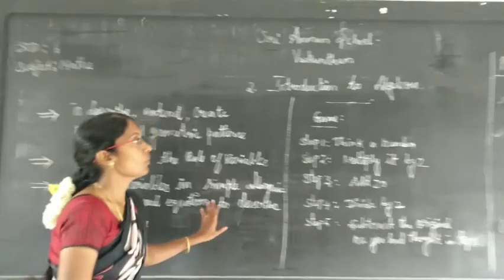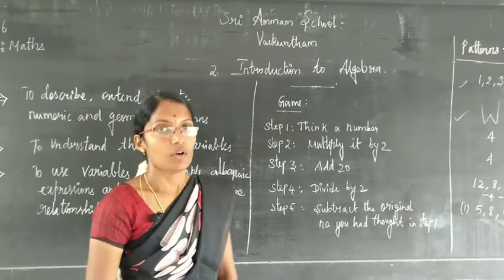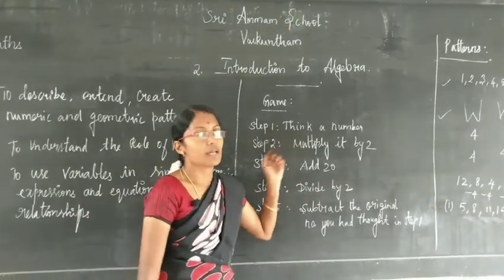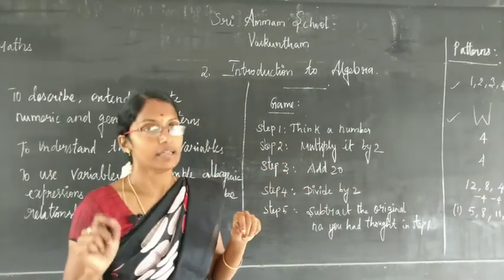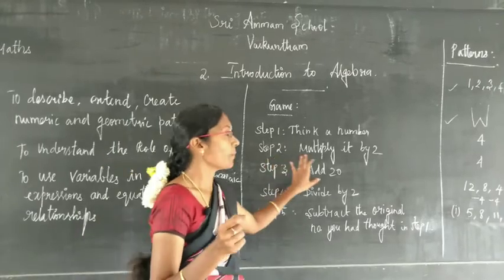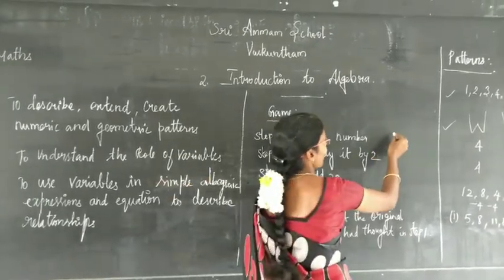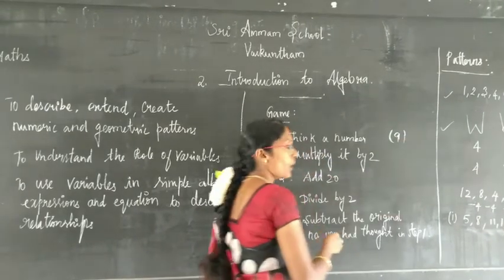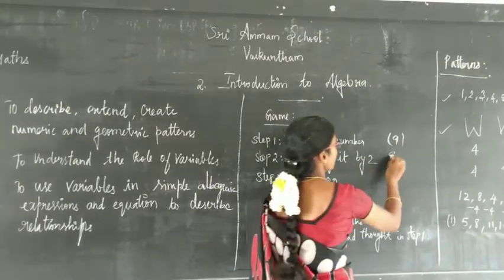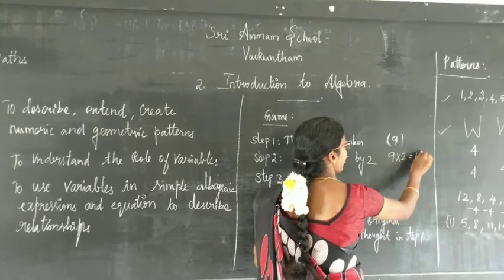So first we are going to play a game. Step 1, think a number, and multiply that number by 2. For example, consider 9. You multiply that number by 2. What will you get? 18.